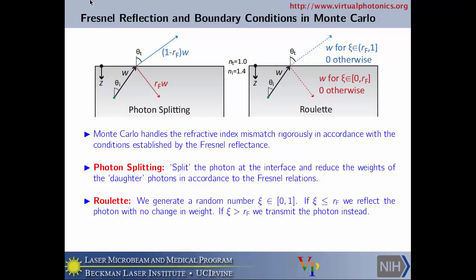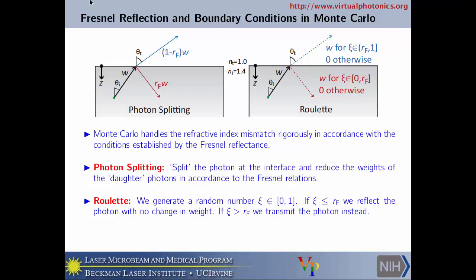The second way is a roulette, where you only allow either internal reflection or transmission, and you do that basically by rolling a dice, or a random number between 0 and 1. And if that random number is between 0 and the Fresnel reflectance for that angle, you let that whole photon internally reflect. But if that random number is between RF and 1, you just let that whole photon transmit. Okay? And in the limit of a large number of trials, both of these procedures will converge to the same result.